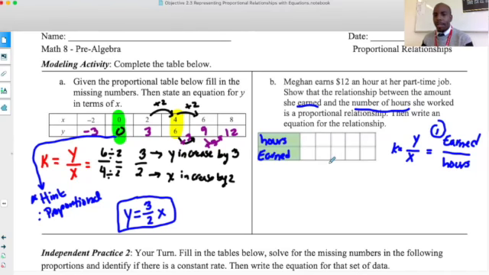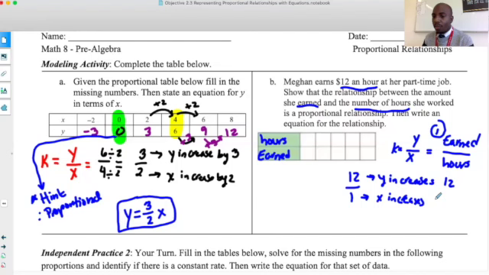Okay? Now they want me to figure out the relationship value here. Now I'm going to fill out what I know. It says Megan earns $12 an hour. So that means that she earns 12 over 1, right, 12/1. What does this mean? This means that Y is increasing by 12, whereas X increases by 1. This is important for us to know.